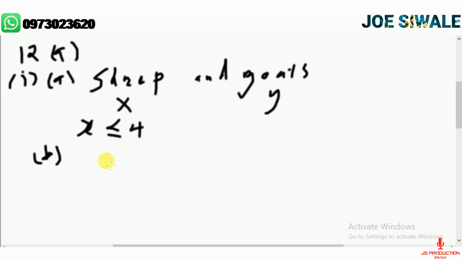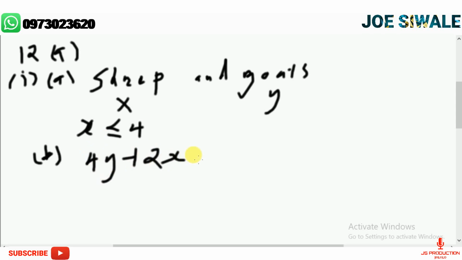So we're going to say 4y, since the goat represents x. Then the question proceeds, while a sheep feeds on 2 kg of food, so I'll say plus 2x, since x represents the sheep's.